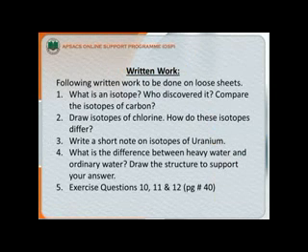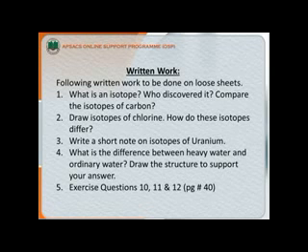Let's move towards the written work. Dear students, following written work to be done on the loose sheets. First, what is an isotope? Who discovered it? Compare the isotopes of carbon. Second, draw isotopes of chlorine. How do these isotopes differ? Write a short note on isotopes of uranium.